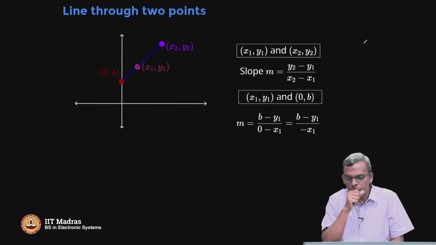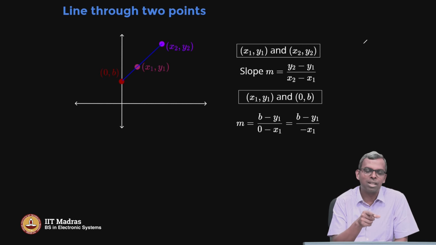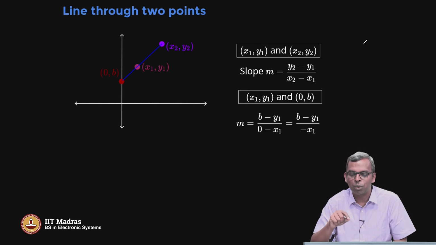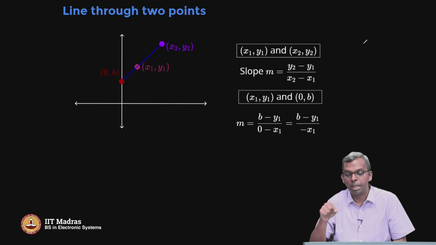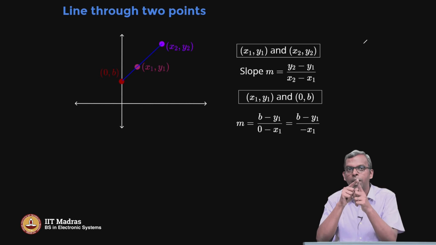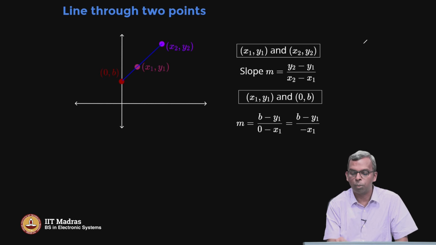Okay. So what do I do here? I know that x1, y1 and 0, b are also on the straight line, right? 0, b is the y-intercept. So 0, b is on the straight line, x1, y1 is on the straight line, x2, y2 is also on the straight line. So I can use x1, y1 and 0, b. And what do I know? I know the slope is also given by b minus y1 by 0 minus x1. Right? For any 2 points, slope is given by difference of the y coordinates divided by difference of the x coordinates. So I use that formula and I get slope to be equal to b minus y1 by minus x1.